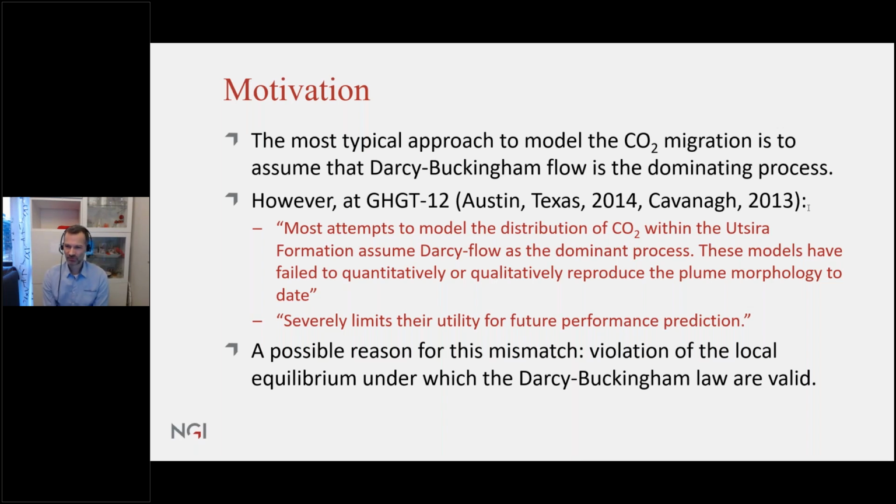So one possible reason for this mismatch is the violation of the local equilibrium. For instance, if you have a grid cell, then maybe not all the pore space is actually used. So next slide, please.